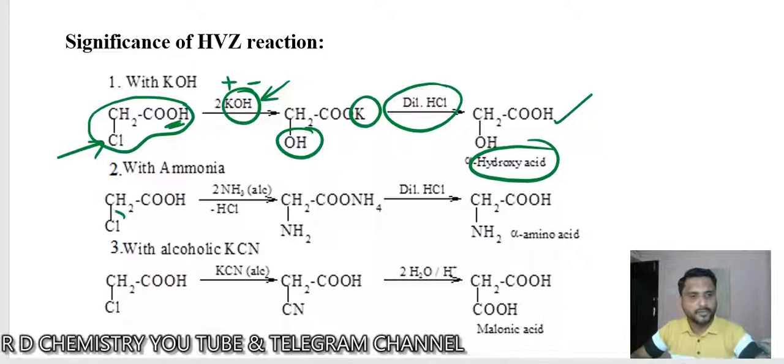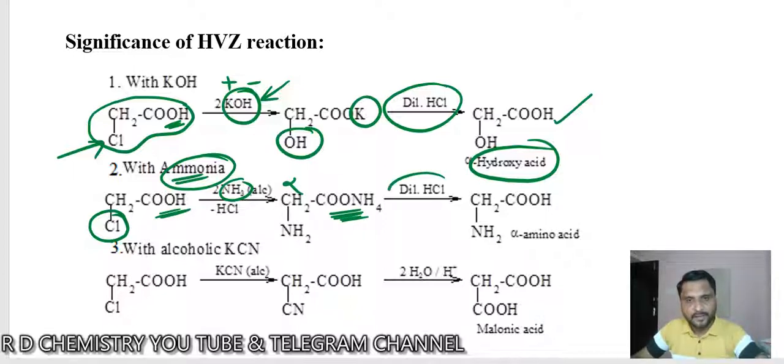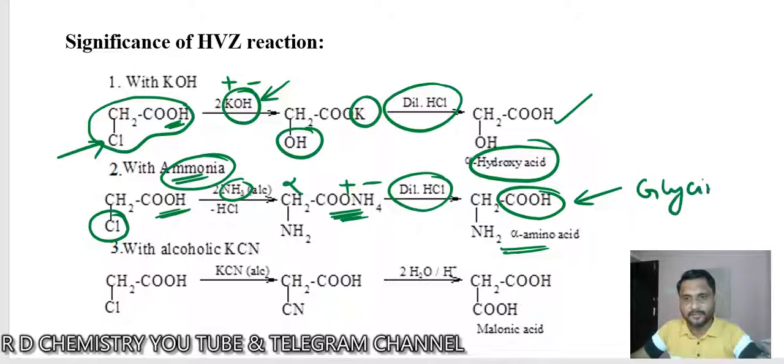Correct? Now see here, Cl can be replaced by other nucleophiles like ammonia in alcoholic medium to give alpha amino compounds. Also remember, ammonia also reacts with the carboxylic acid to give the ammonium salt of the carboxylic acid, which is then acidified. The salt should be acidified to give the corresponding carboxylic acid. So this is the alpha amino acid, one of the simplest amino acids, and this is called glycine.